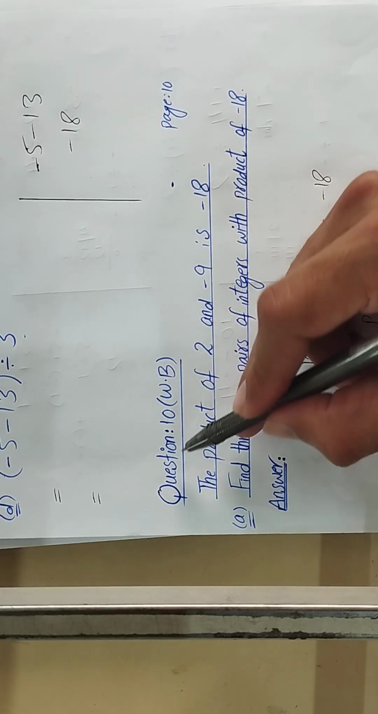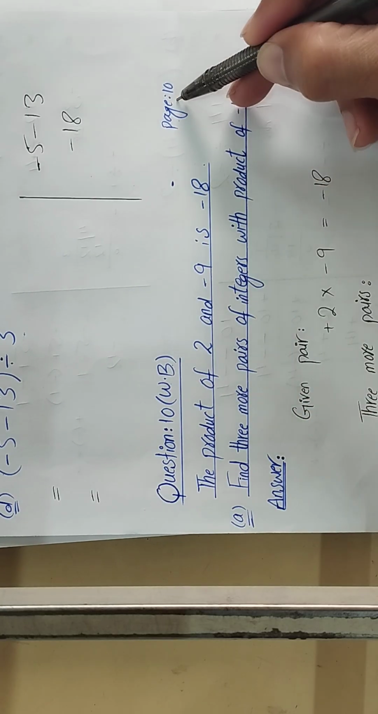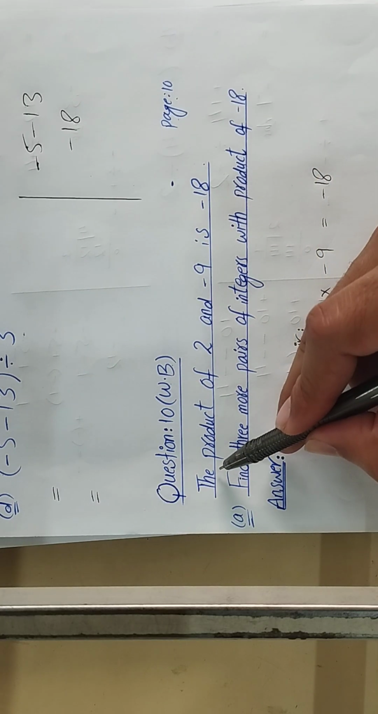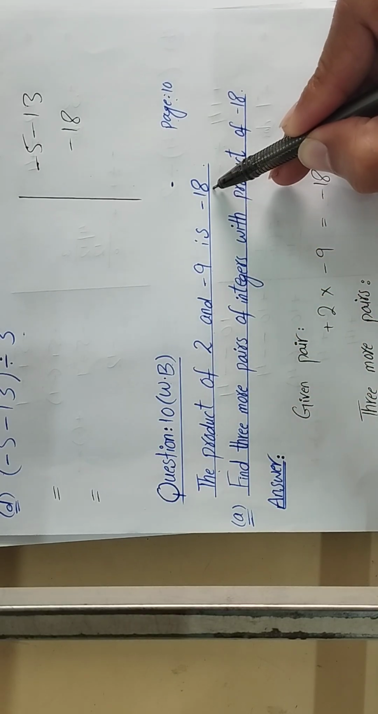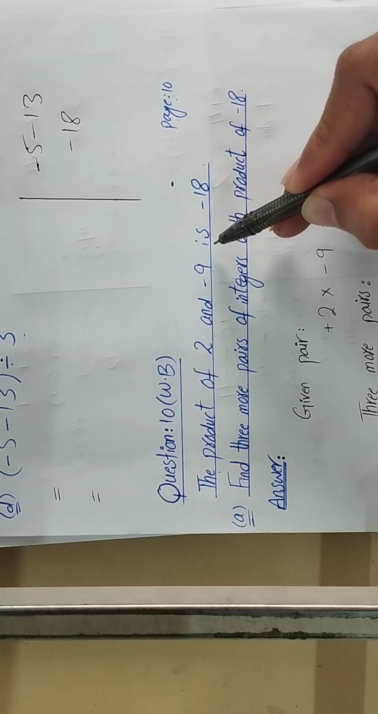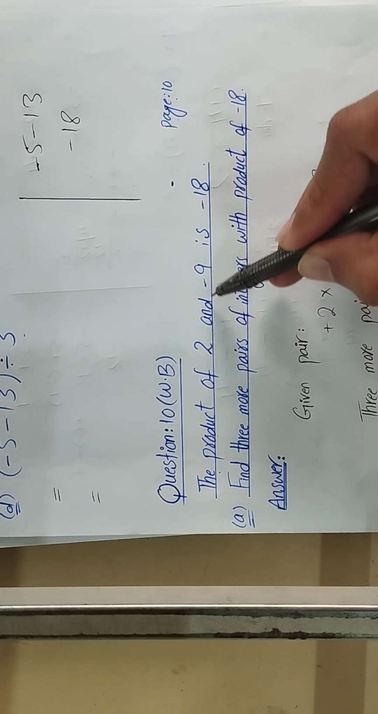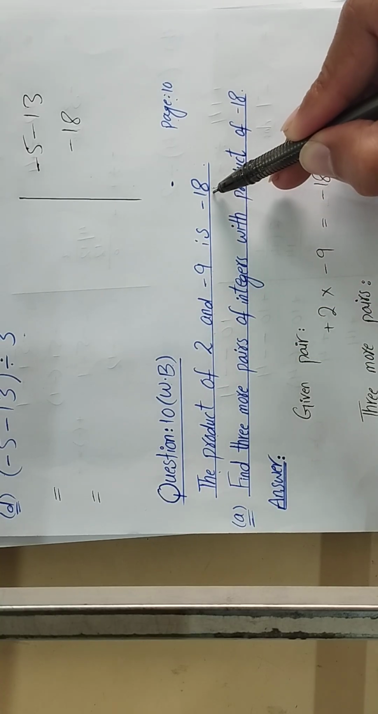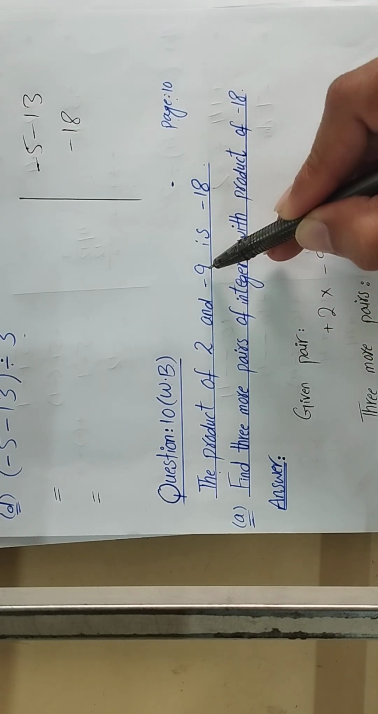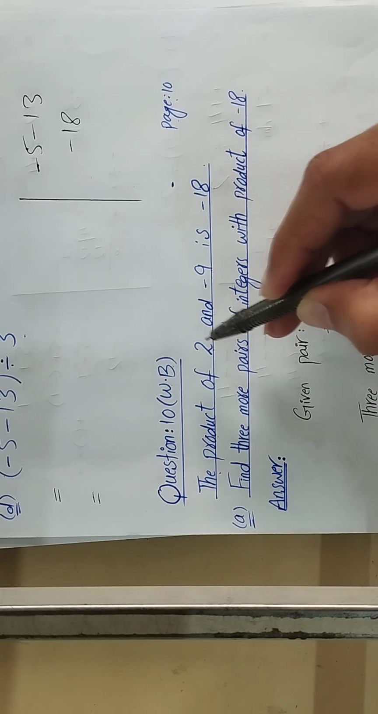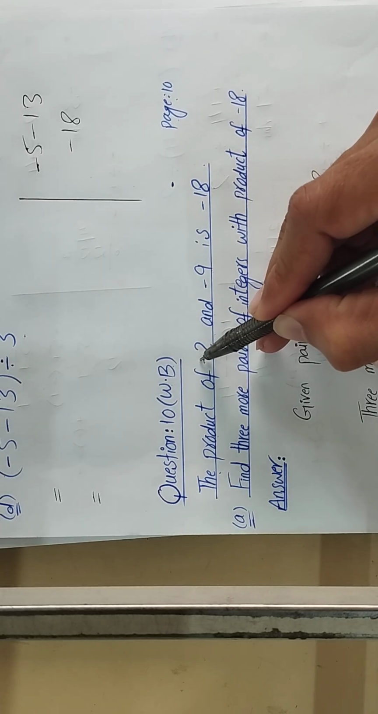Next question is question number 10 from the workbook. It is on page number 10 of the workbook. The statement of the question is the product of 2 and minus 9 is minus 18. Now this line means the product of 2 and minus 9 is minus 18. It means when we multiply 2 and minus 9. 2 here means plus 2. Simple 2 means plus 2.